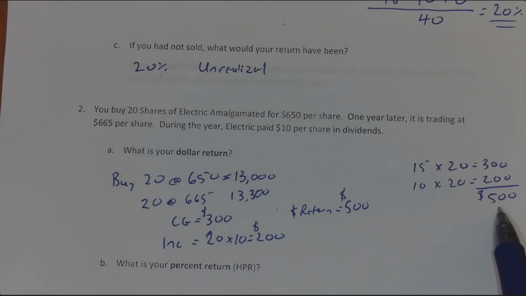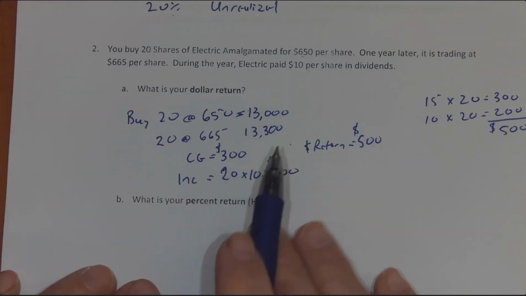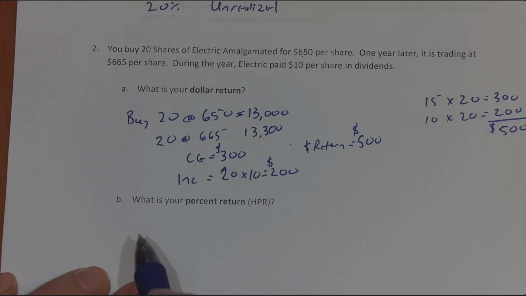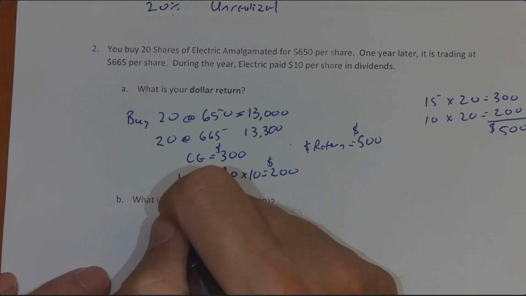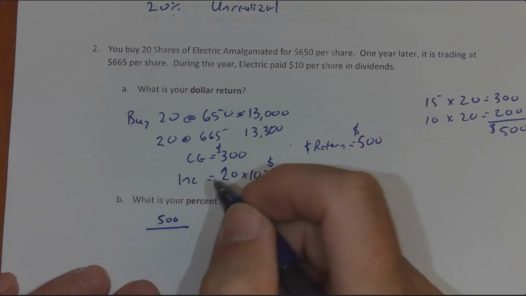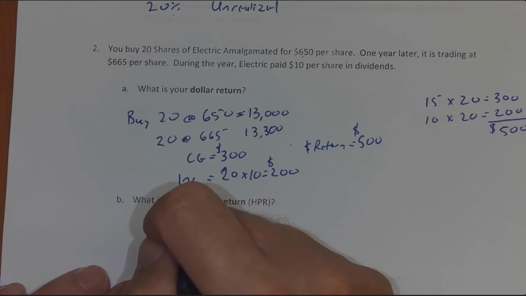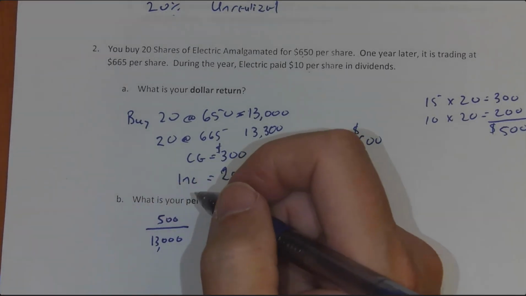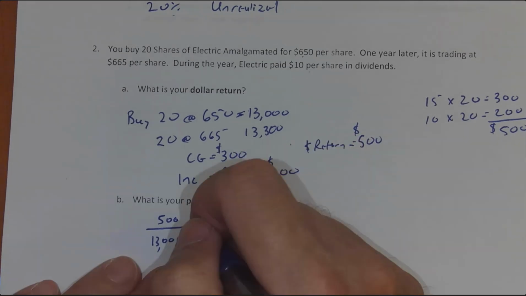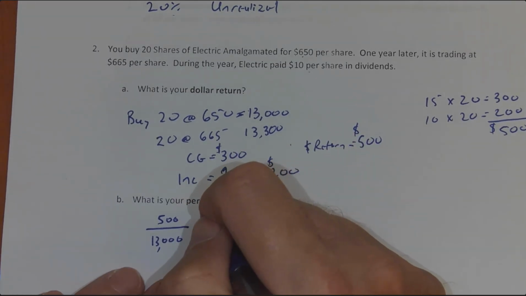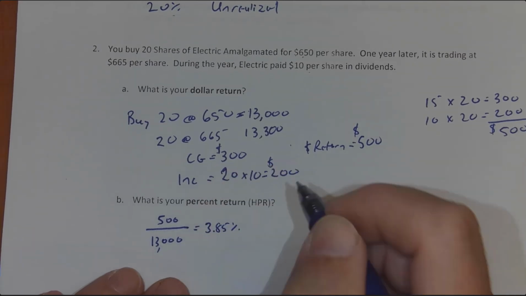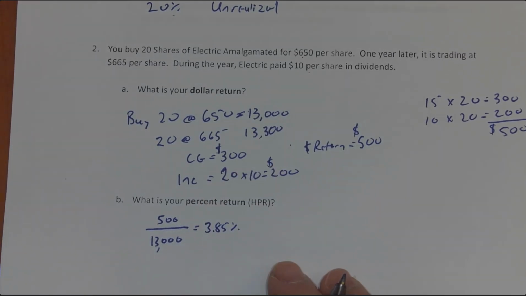And once we have the dollar return, if we want to calculate the percent return, which is the next piece it asks for, I can just take the dollar return divided by our investment. So we made $500 divided by a $13,000 investment. That doesn't sound great. That's going to be 3.85%. Or 0.0385 is what your calculator is going to say, right? But if it's 0.0385, that is 3.85%.